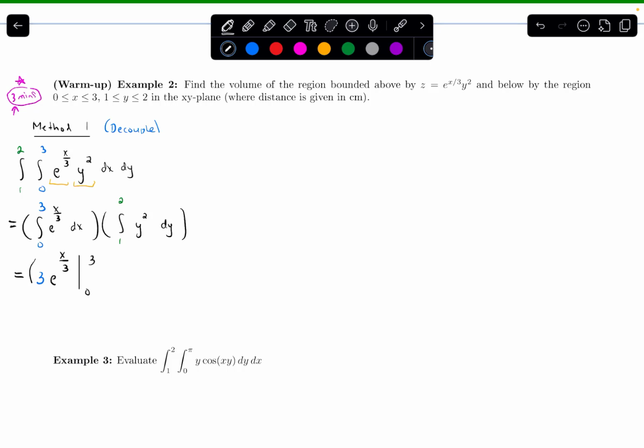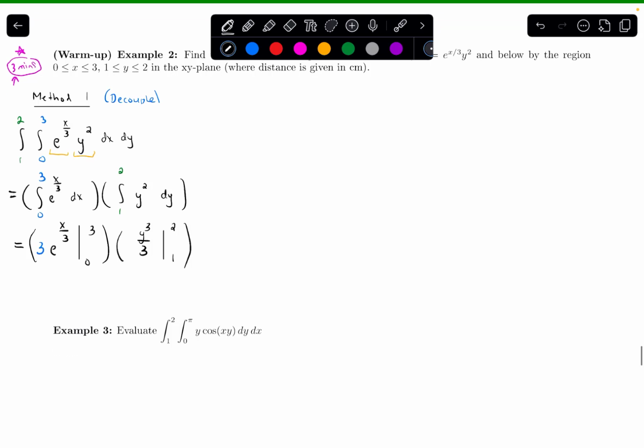I'll put parentheses around this. For that y squared, the antiderivative is y to the 3 over 3. Okay, and then I'll have to plug in the 2 and the 1. Close the parentheses. All right, for this first term, if I plug in 3, I'll get 3e, and then minus, if I plug in 0, I'll just get 3. And then for that second parentheses, plugging in 2, I get 8/3, minus plugging in 1, I get 1/3.